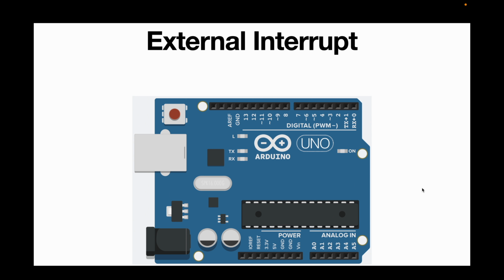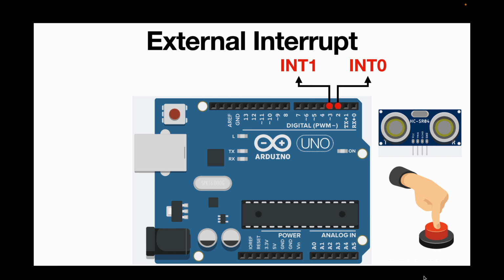The Arduino Uno has two external interrupt pins, marked as int0 on digital pin 2 and int1 on digital pin 3. These pins can be configured to trigger an interrupt service routine when a specified event occurs. In the context of Arduino, the external signal could be generated from a sensor, a button press, or any external event that requires the immediate attention of the microcontroller.